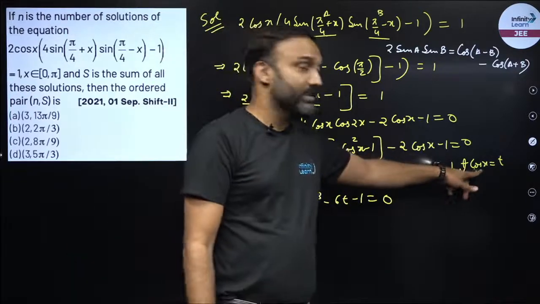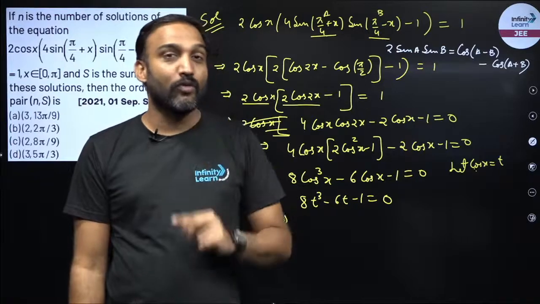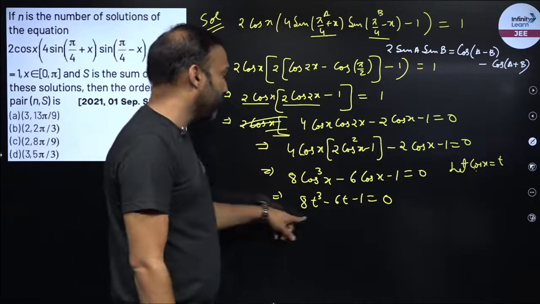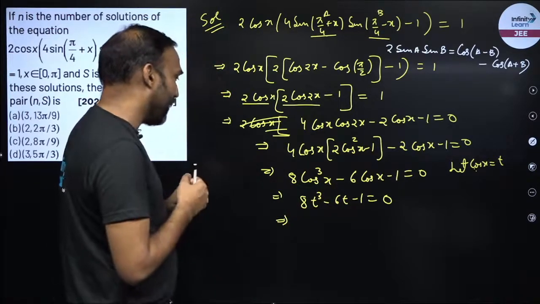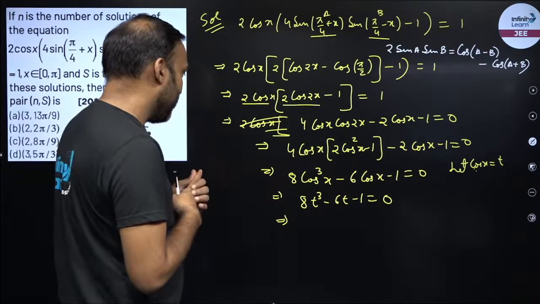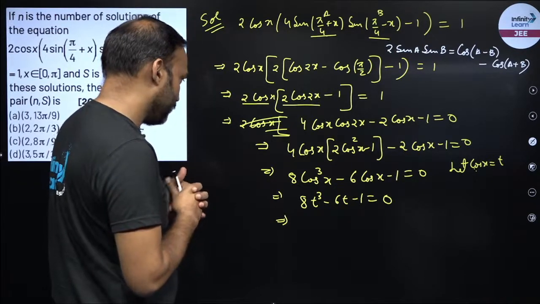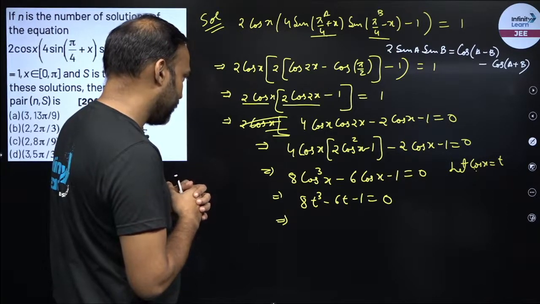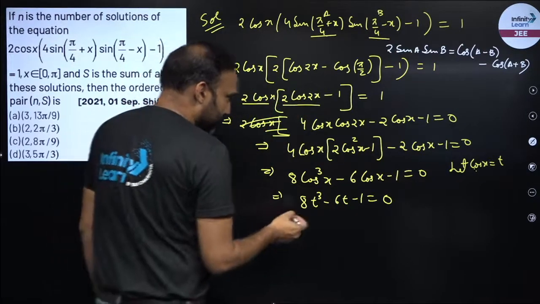And over here, if you see, the magnitude is important because I need to find out the value of t. So over here, let us try to find out the root of this particular cubic, 8t cube minus 6t minus 1. Let's try some roots.